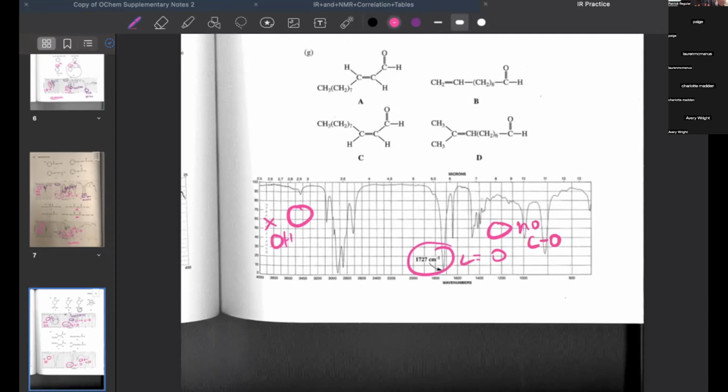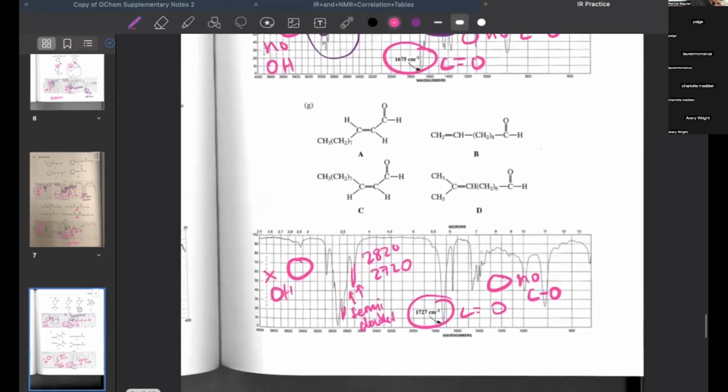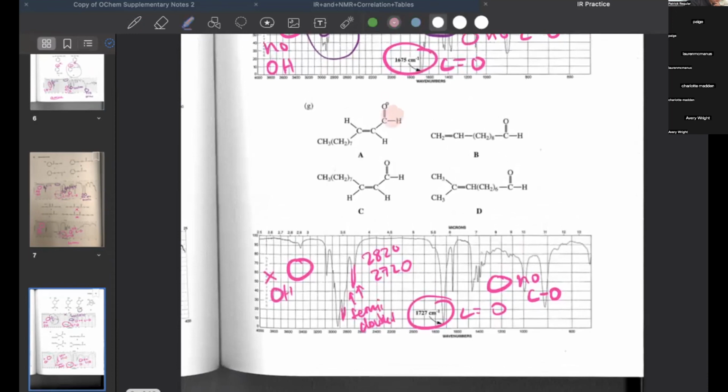So using that flowchart, it's going to be either an aldehyde or a ketone. And looking right over here, you have those peaks. That's going to be our Fermi doublet. Not that one, this one. 2820 and 2720. And if you look up here, that fits our different options because all of these have aldehydes. So it is an aldehyde.